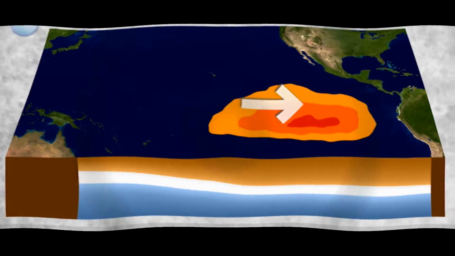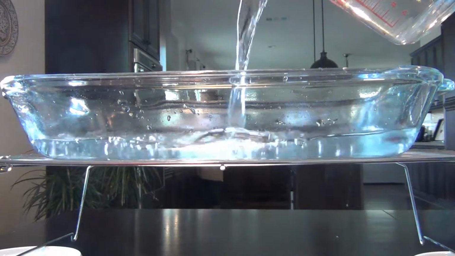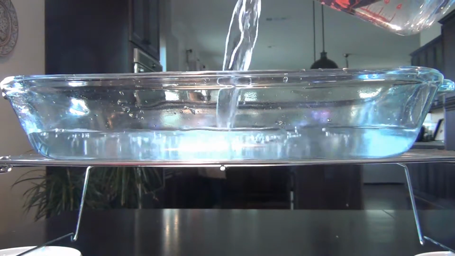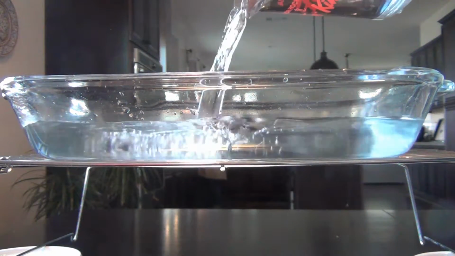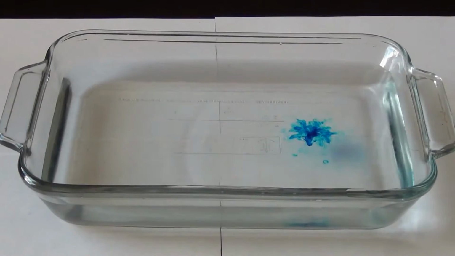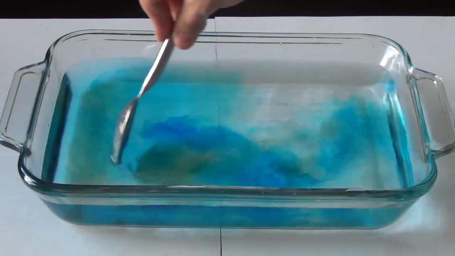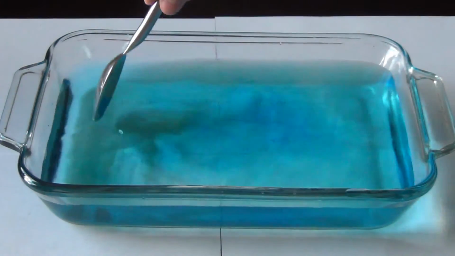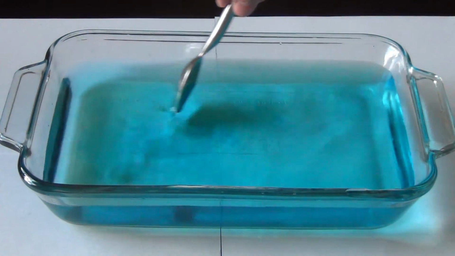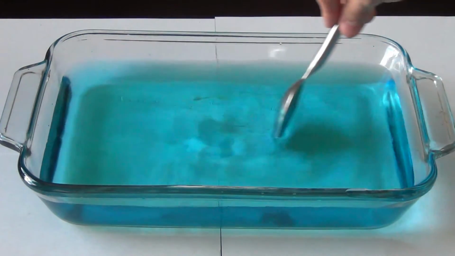Now we will model the process of El Niño in this Pyrex dish, which will represent the equatorial region of the entire Pacific Ocean. First, we will pour about a liter of water into a Pyrex dish. Then we will add a few drops of blue food coloring and mix it into the water. This blue water will represent the cold waters in the ocean, both deep ocean and on the surface.